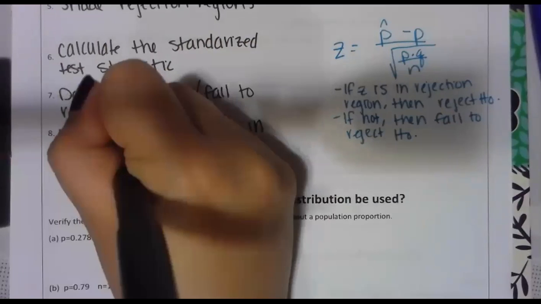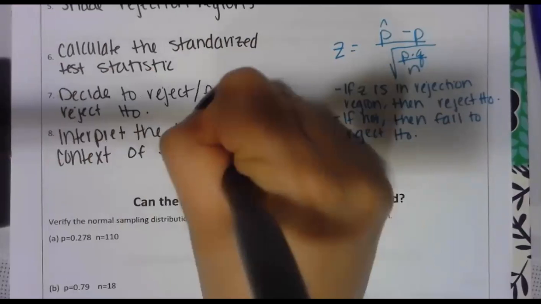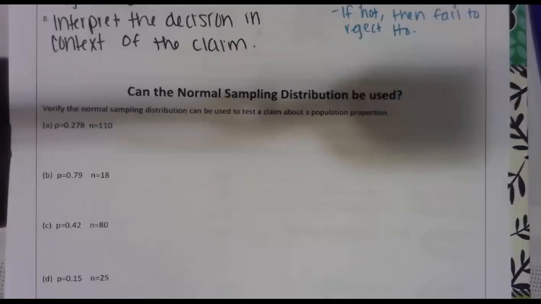But it also needs to be in context of the claim. So this does not end with you just saying, fail to reject H0. Well, you have to interpret it back into words. And how did that have to do with the claim? Because we were trying to prove or deny our claim. Sometimes your claim is your alternative hypothesis. So you have to think carefully about that.